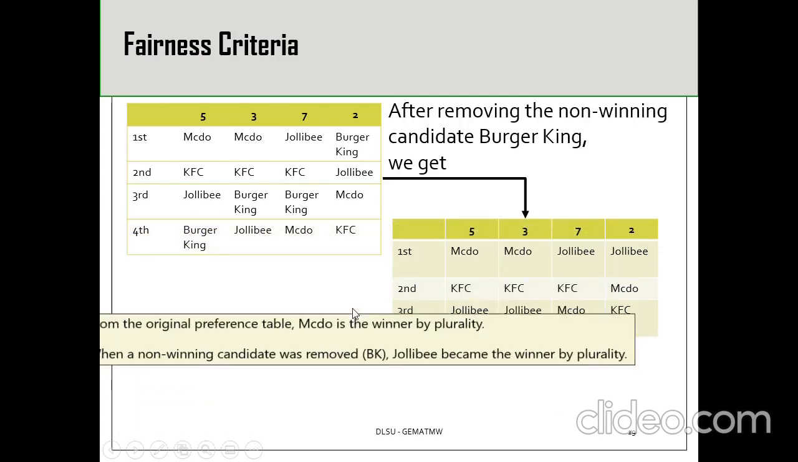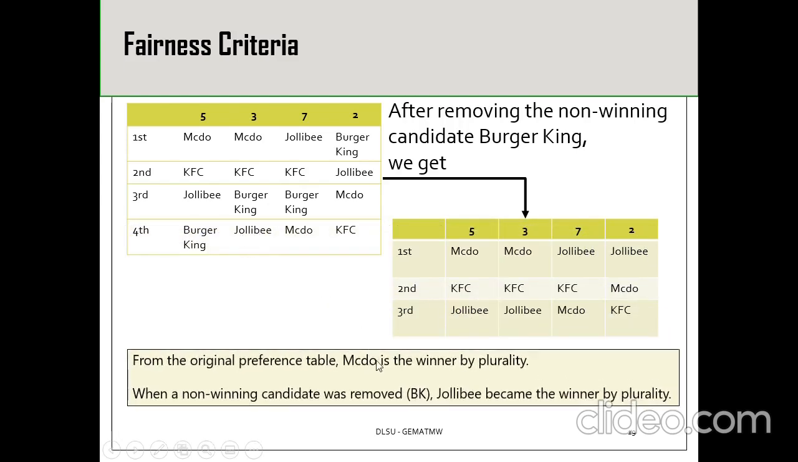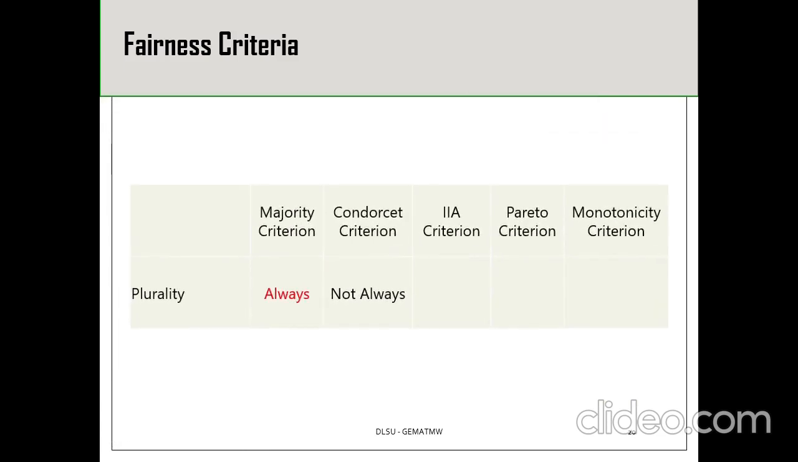So we see that in the previous table, McDonald's is the winner by plurality. In the new table, after removing the non-winning candidate Burger King, Jollibee became the winner by plurality. So what does this tell us? This tells us that plurality does not always satisfy the IIA criteria.